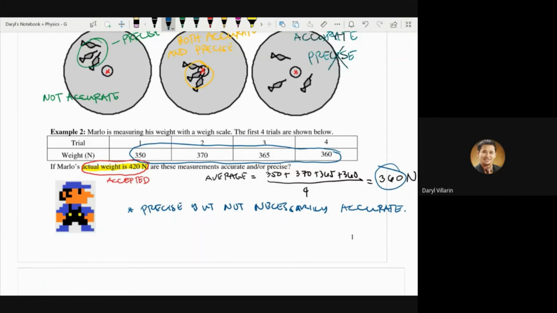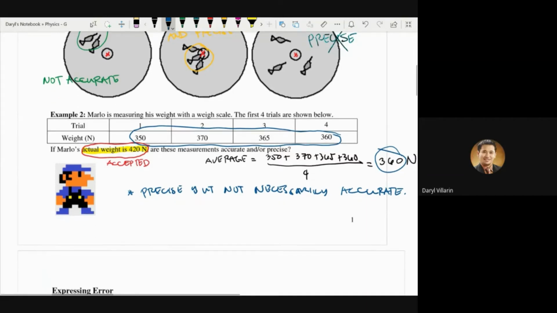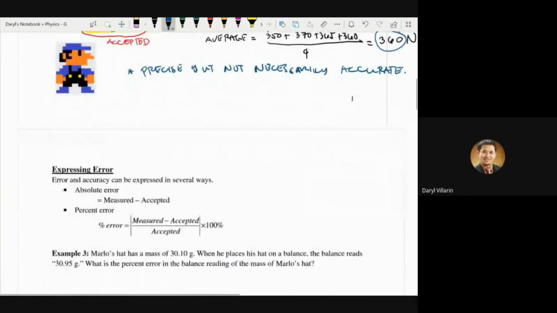Okay, but how do we decide? Well, in this particular case, we don't have a basis for that. We just try to look at the values. At least we get the average also here. So we will try to use what we call errors.